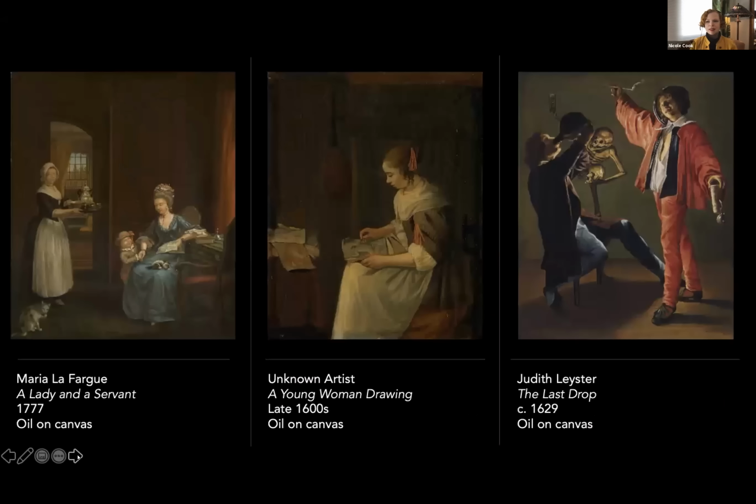The stories of these three different paintings, Lafargue, our unknown artist, Judith Leister, show what I think can be both sometimes exasperating and also thrilling about researching women artists in museum collections. Leads run cold and then run hot again years later. Women and the artwork they produced are separated, lost, and sometimes found.